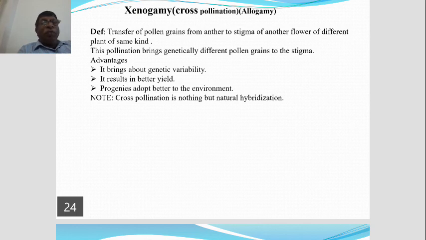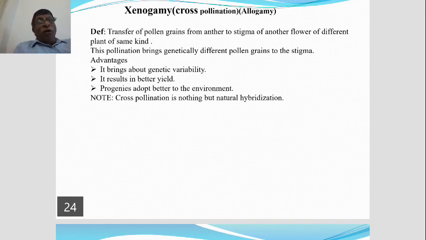The transfer of pollen grains from anther to the stigma of another flower of a different plant of the same kind or the species is called xenogamy. It means Hibiscus rosa-sinensis pollen grain must fall on another plant of Hibiscus rosa-sinensis.